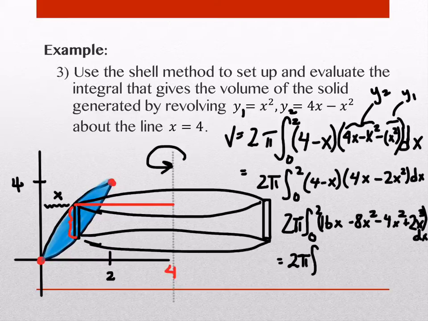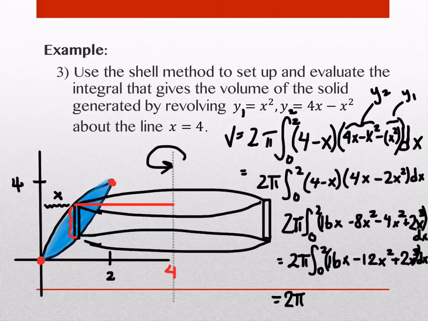All right, and then we have one of those that combines. So we have 16x minus 12x squared plus 2x cubed dx. Integral. All right, antiderivative of 16x is 8x squared. 12x squared becomes 4x cubed, and it's negative. And then 2x cubed becomes 1/2 x to the 4th, that's right.